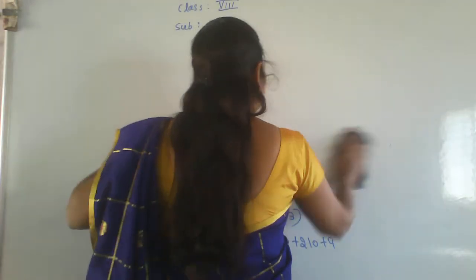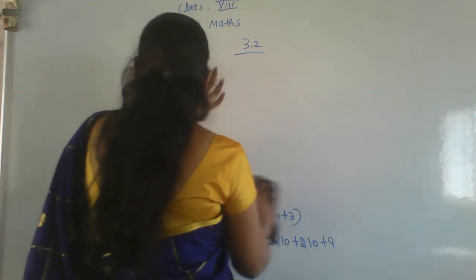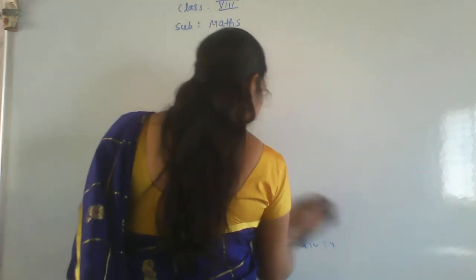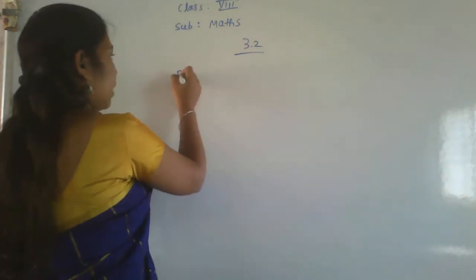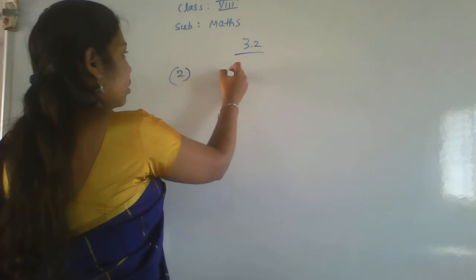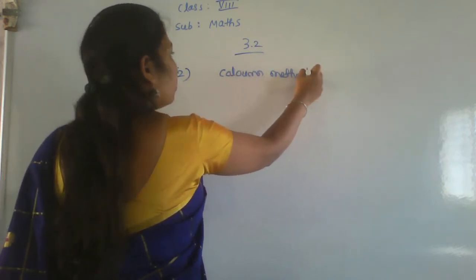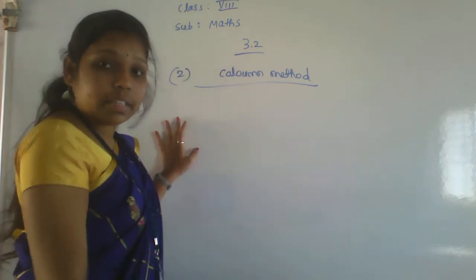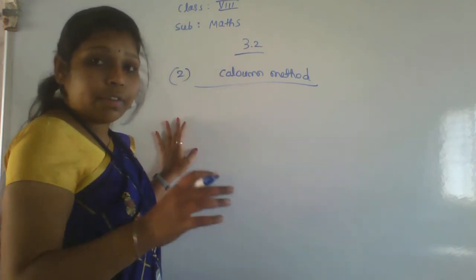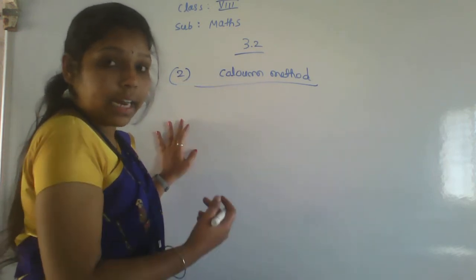Go for the second main. In the second main, you have to find the square of the number using the Coleman method. I told all the three methods in detail in the last class, the last video. If you have forgotten everything, then go to that last video once again. Then you will understand.